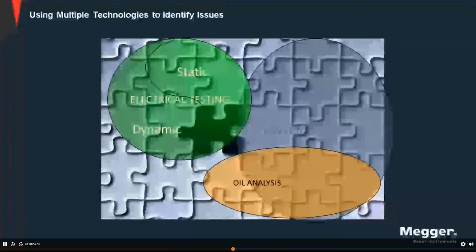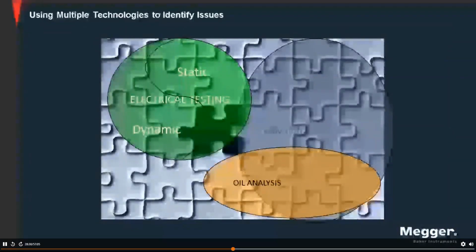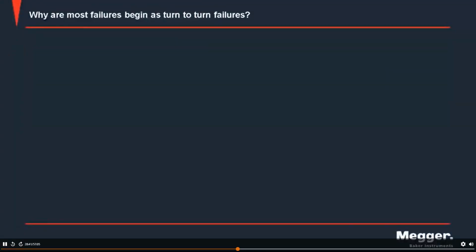Dynamic testing tells us about the environment that the motor lives in. We need to be mindful, though, because it might be vibration, it might be thermography, there might be other types of technologies out there that can identify the problem at first. But static testing and dynamic electrical testing are going to help us specifically identify the issues that we're having with that particular motor.